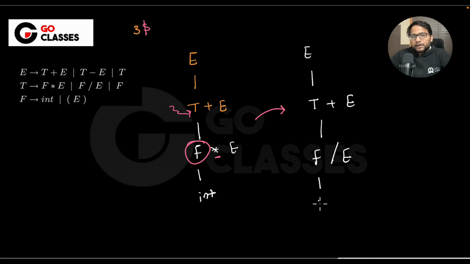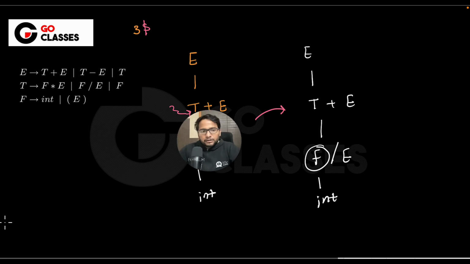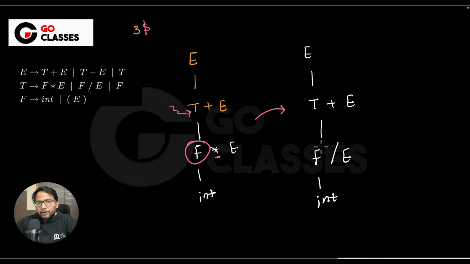So again, this will be int. Okay, this will be a new call. But again, this is not the dollar. So that's why this will get failed. So again, you need to backtrack, right? And then you will be trying this particular production, which is E gives T plus E. And then the last production is F, which is int.